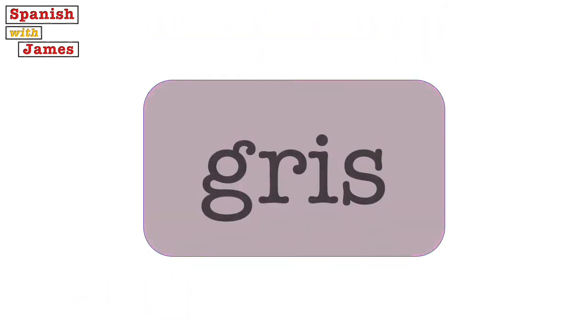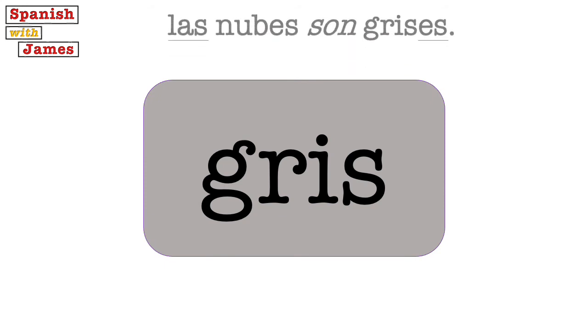And our final color is gris. Las nubes son grises. So because it ends in a consonant, it doesn't go to grisa or griso, it's just gris in the singular, and in the plural it goes to grises. It doesn't change from masculine or feminine, so it's a nice easy one. So the clouds are grey.